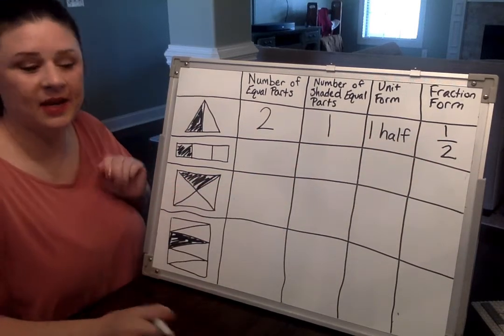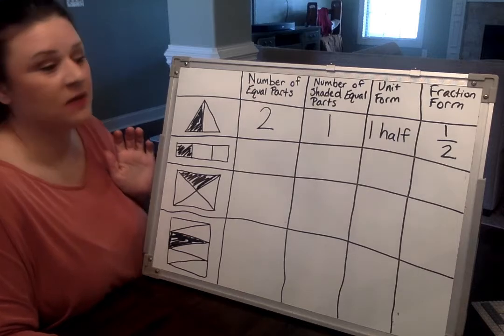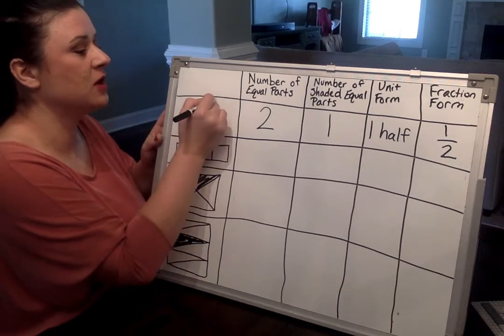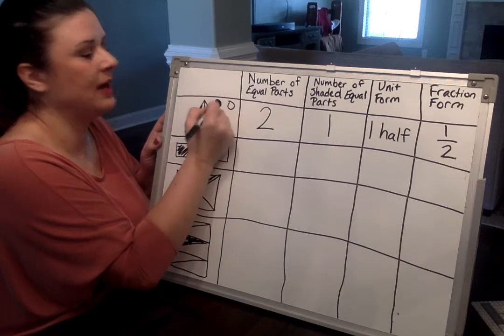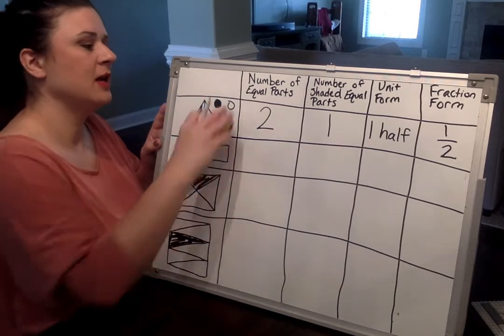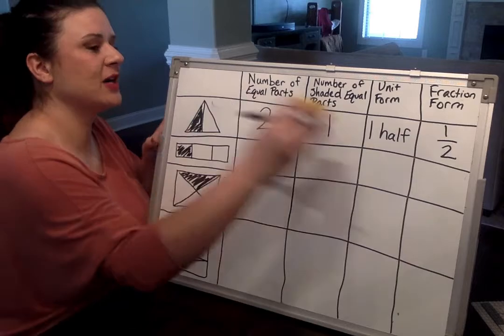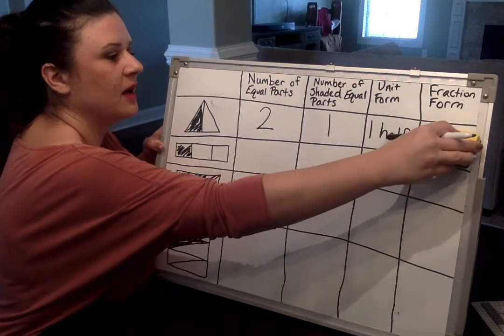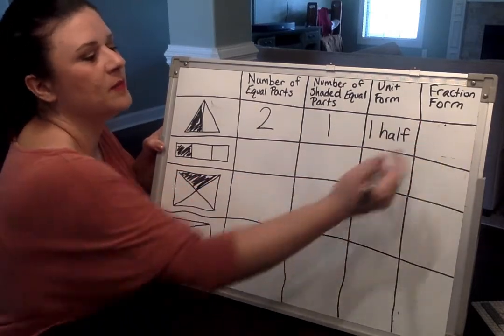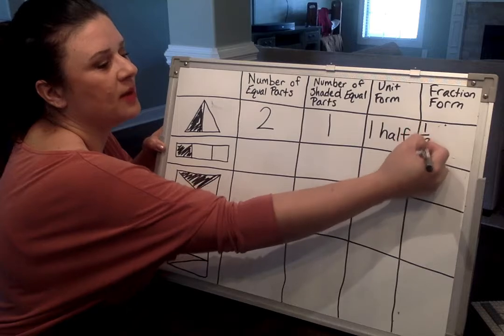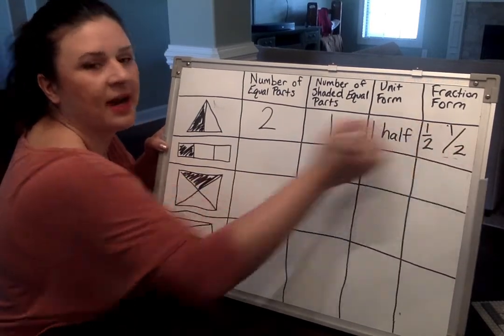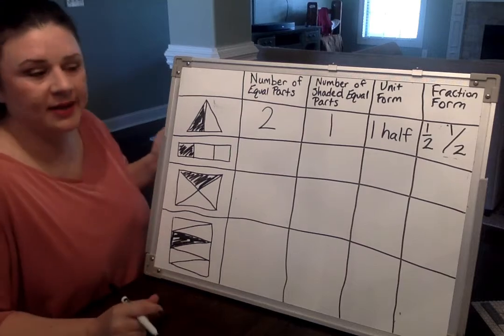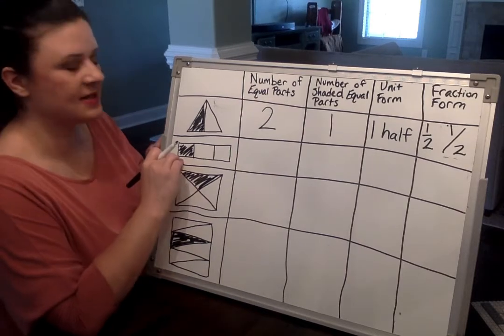You do not say 1 out of 2. If you start talking about 1 out of 2, you're talking about having 2 objects. Okay? Here we're talking about a fraction of something, a fraction of 1 whole. Now some people like to write 1/2 one way, some people like to write it another way. Both ways are correct. Let's look at this next one.